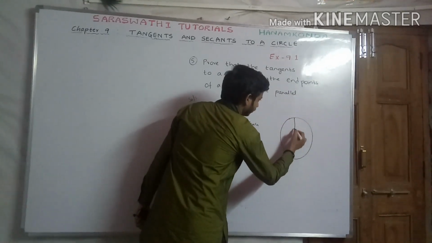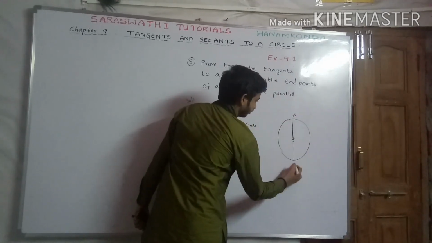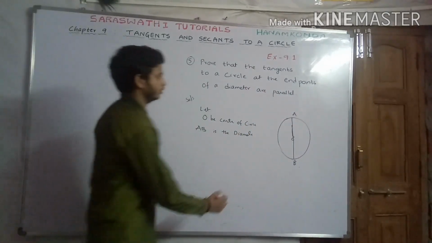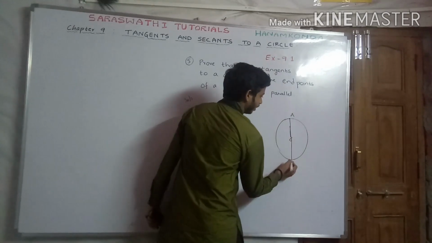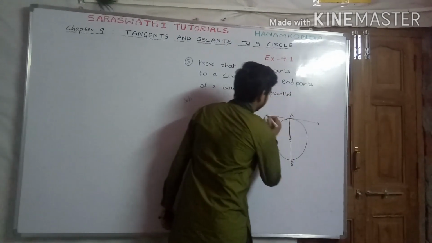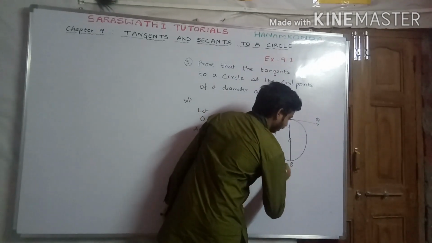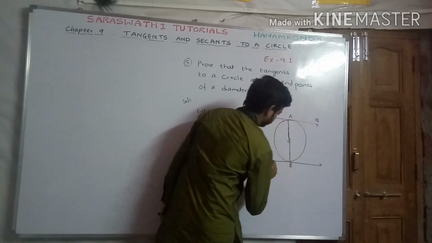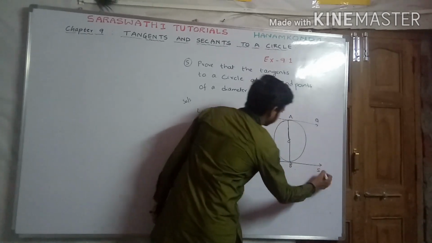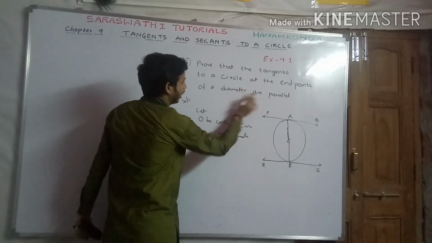So draw a line passing through the center. AB is the diameter, and A and B are the two ends of the diameter. From point A, one tangent is drawn, let us take it as PQ. And from point B, another tangent is drawn, let it be RS.